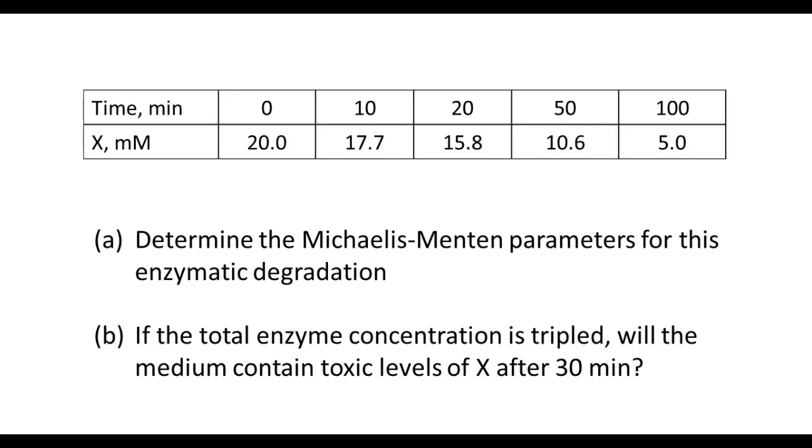In part A, you were asked to determine the Michaelis-Menten parameters for this enzymatic degradation, and part B, if the total enzyme concentration is tripled, will the medium contain toxic levels of X after 30 minutes. This was the problem that was faced. So let us go and solve this problem.